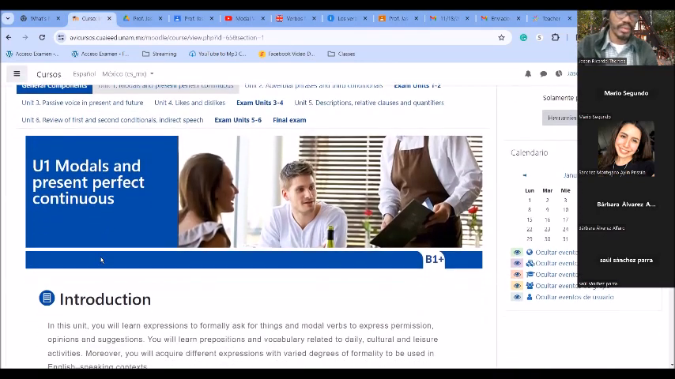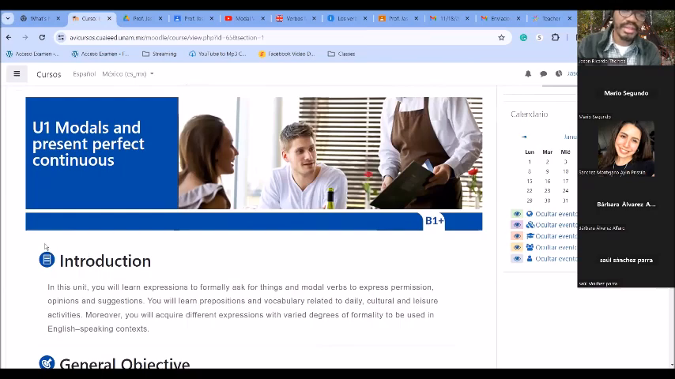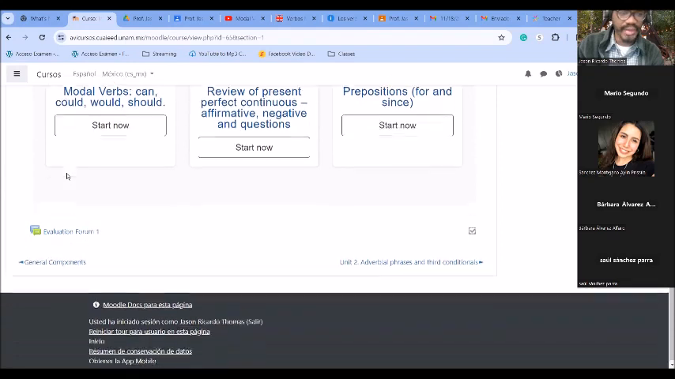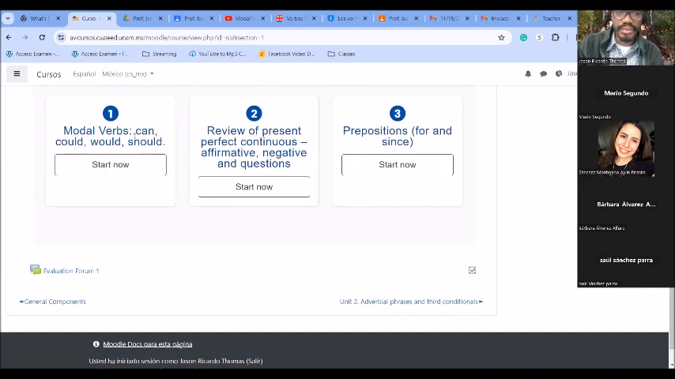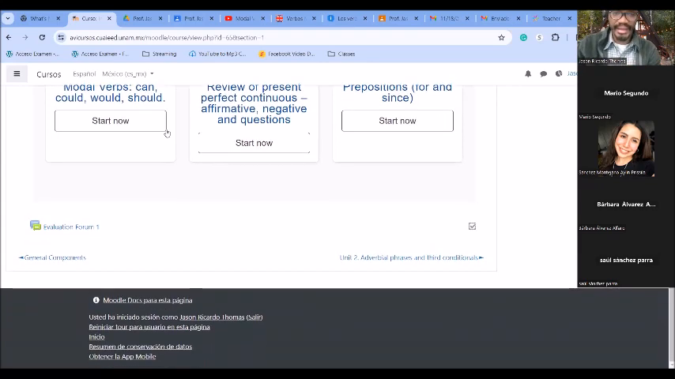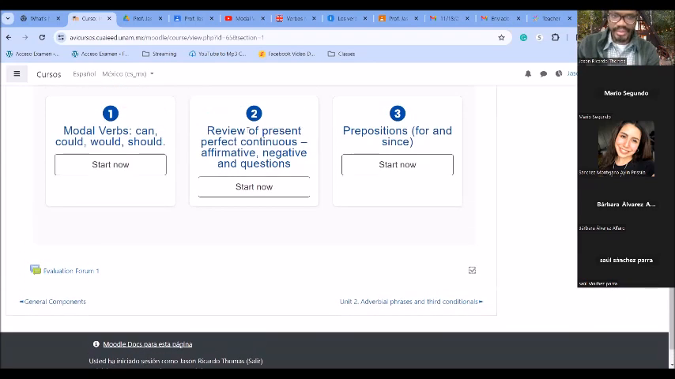We're going to be doing Unit 1, Modals and Present Perfect Continuous. So how do we match the two? How can we use can, could, would, and should, and tackle those others? Present Perfect Continuous in the other classes we have in January.